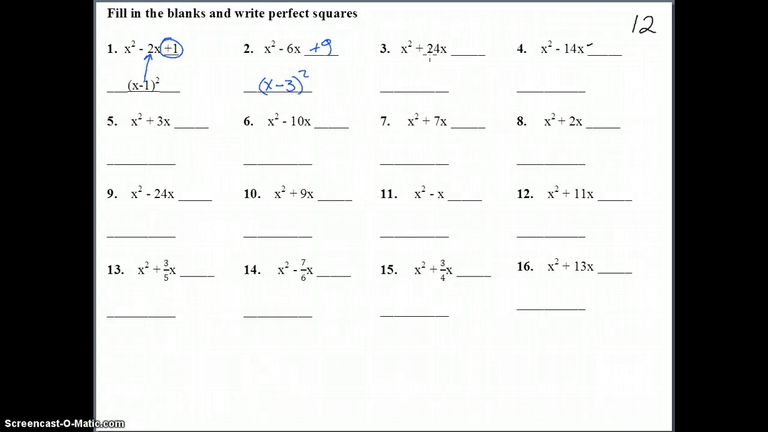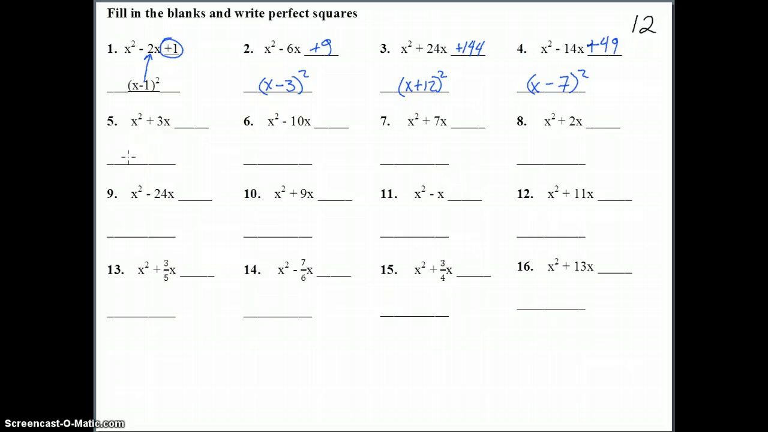Let's try it here. Half of 24 is 12, so we're going to be trying to make x plus 12 altogether squared. And if you square this out, you get x squared plus 12x, there's your 24x, plus 144, which is 12 times 12. So same thing happens over here. We have x squared. We're going to take half of that, which is 7, squared, so we're going to do plus 49, and that made x minus 7 altogether squared.